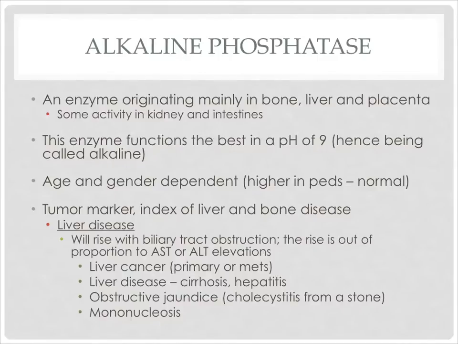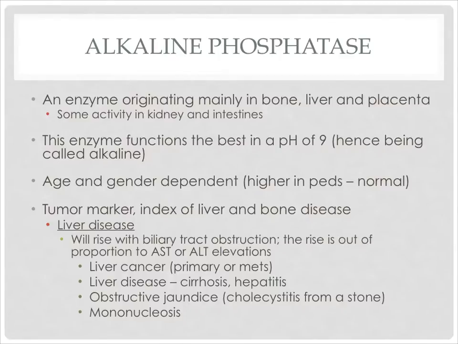This is an enzyme originating mainly in the bone, liver, and the placenta, although sometimes you will see it in the kidney and the intestines as well. This enzyme functions best at a pH of 9, which is why it's called alkaline, and it is very age and gender dependent. You will always see a high ALP in the pediatric population.